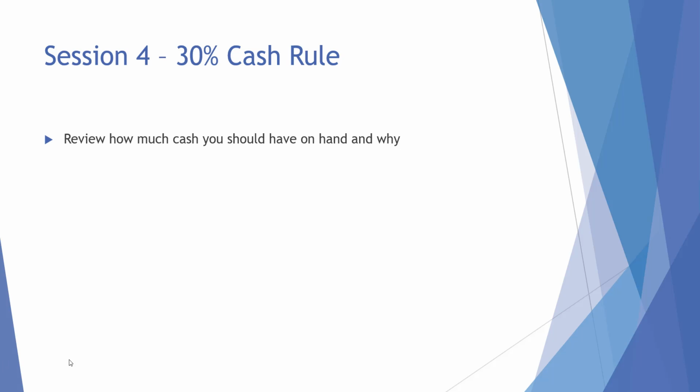What are we going to review? We're going to review how much cash you should have on hand and why. Now, you want to have this cash segregated. You're going to segregate your accounts into your operating, cash reserve, and tax reserve. Now, we've covered this previously in other modules, but we haven't gotten into as much detail as we're going to right now.